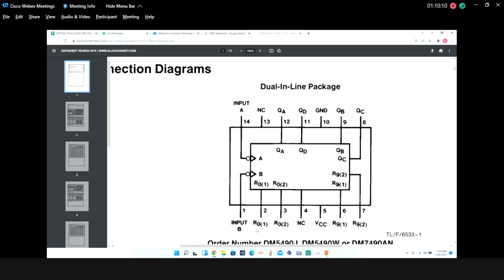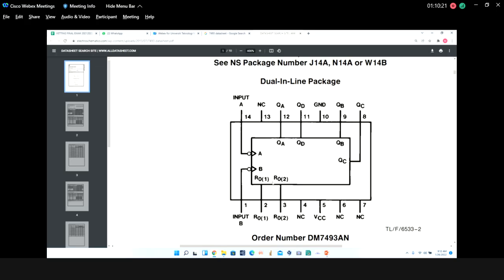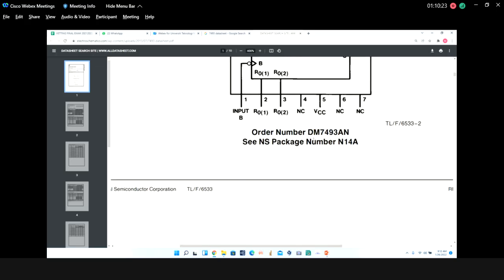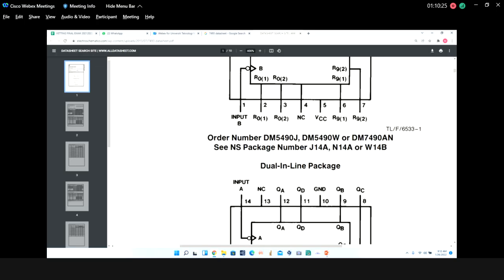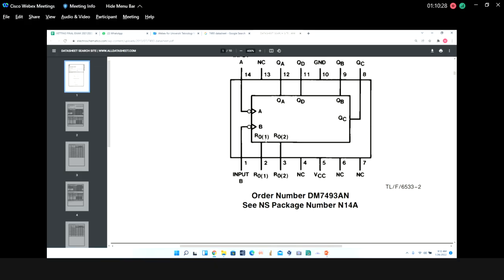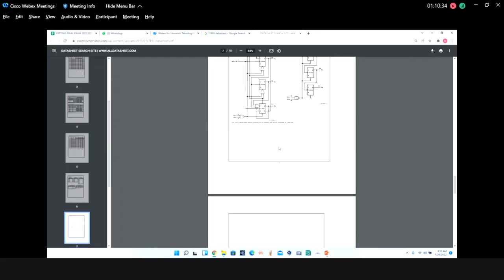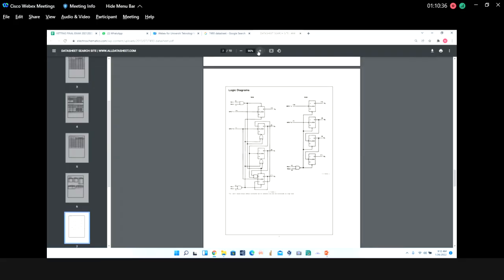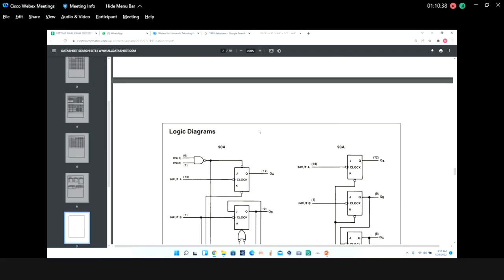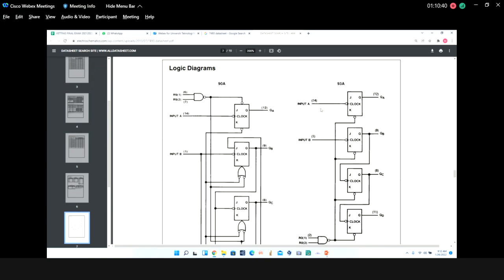And then we have R01, R02, and also R91 and R92. So let's see what R91 is. No, because that one above is to have more reset, but for this one, we have only R01 and R02. So let's see how the connection is. Oh, this is 7493.